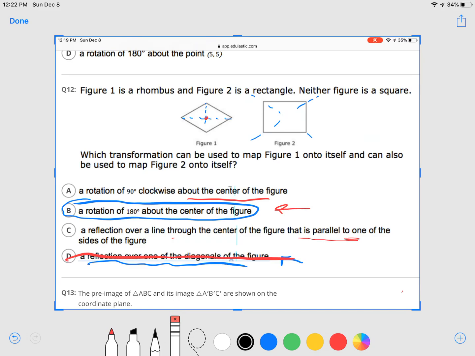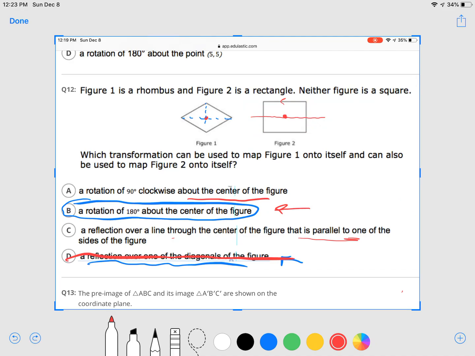So that works for the rectangle. Let's try to draw it for the rectangle. It goes through the center and it's parallel to one of the sides. So let's just take this side. Parallel to that would be like this. And that works. This point will get transformed over here, and this one will get transformed over there. Same thing with these two.